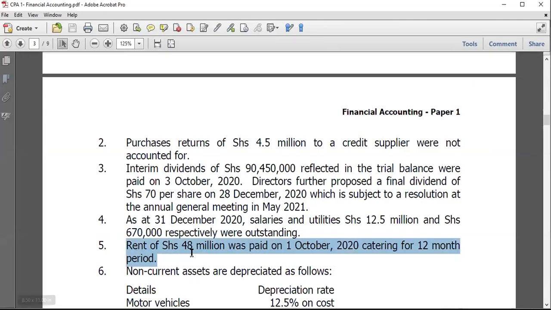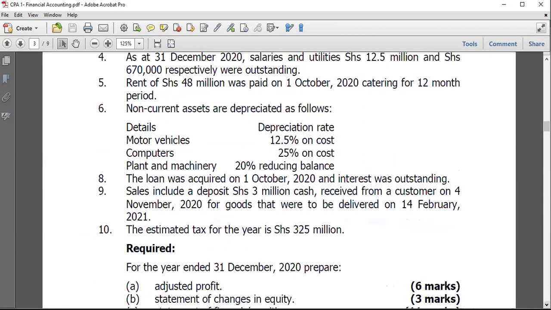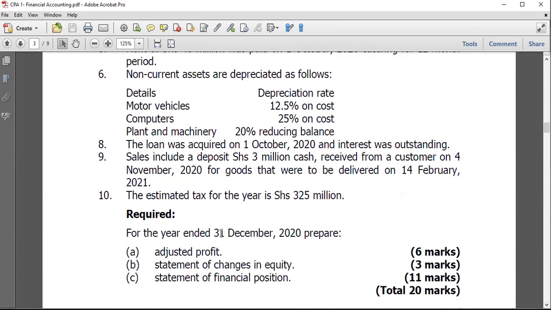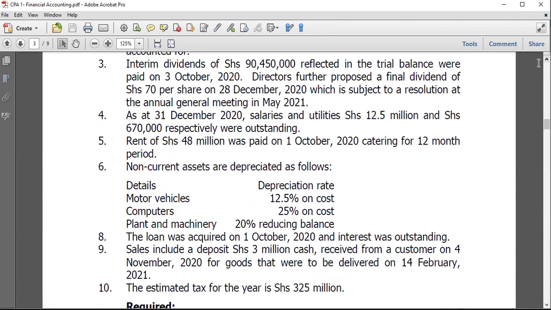And then they are telling us that rent of 48 million was paid on 1st October 2020, catering for 12 months. Now, yours is to ask yourself, when is this period ending? This period is ending 31st December 2020. So they paid rent on 1st October, and it's catering for 12 months. Now, in that alone, you have what we call a prepaid rent component.